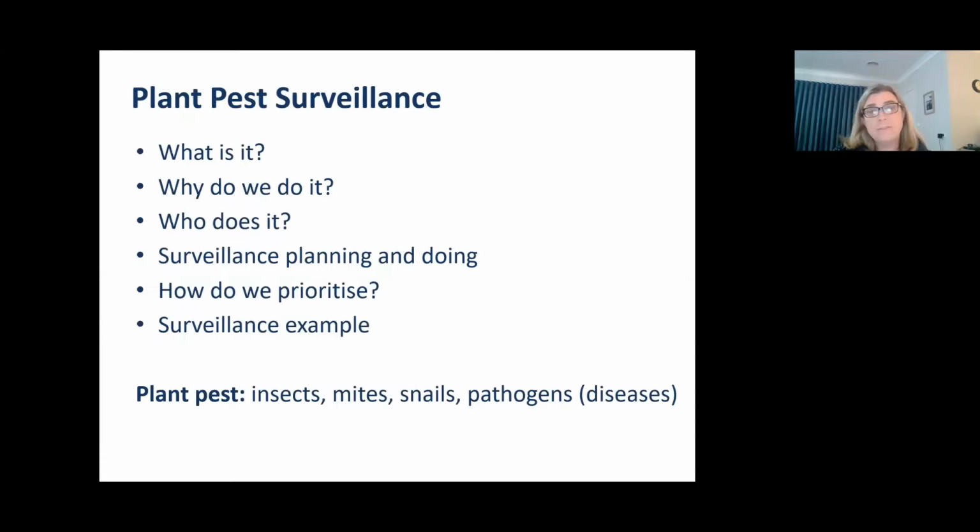And just for your reference, whenever I refer to a plant pest, I am referring to something that affects plant health, and within this context we're talking about invertebrates such as insects and mites or snails, slugs, but also the pathogens that cause diseases in plants such as fungi and bacteria and viruses.